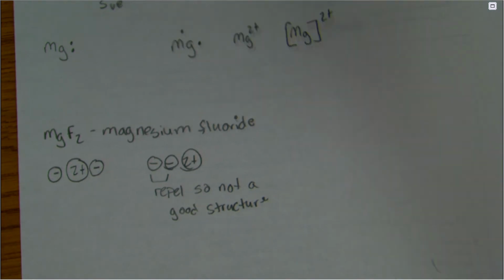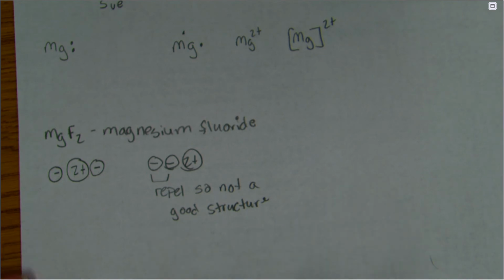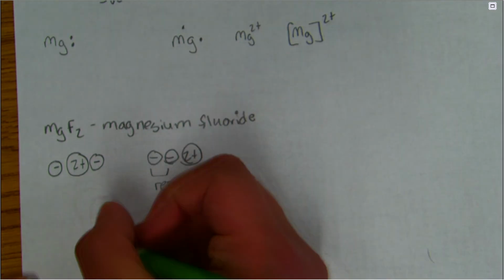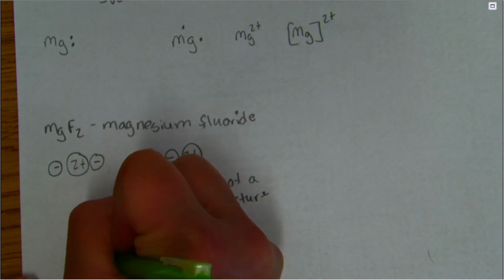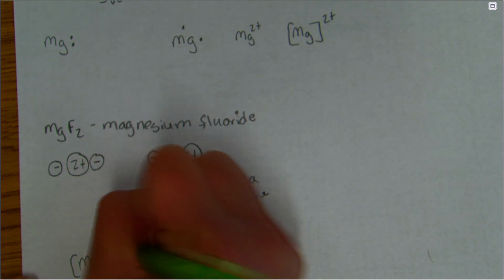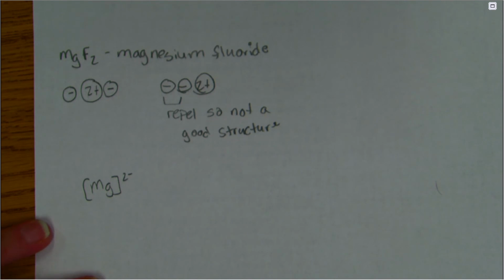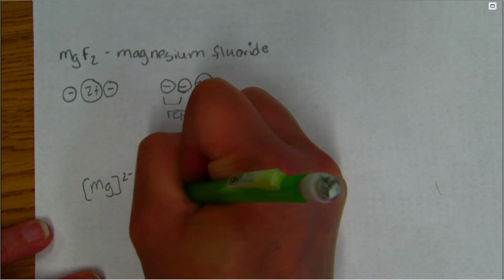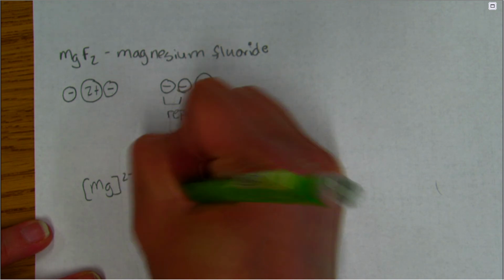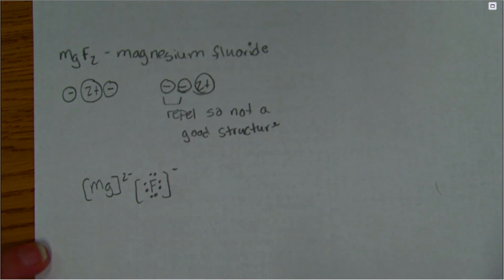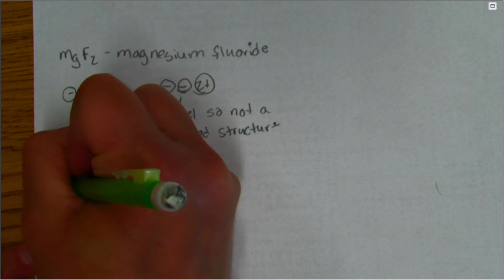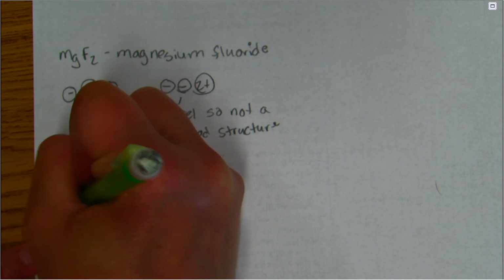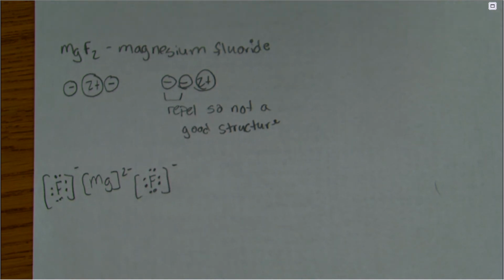So if we were to draw this as our dot structure, our Lewis structure, we've already drawn magnesium above. And then I have 2 fluoride ions. Each fluoride gains 1 electron to give me 8 total valence electrons, and it's got a 1 minus, and I have 2 of them. All right, so here is my dot structure.